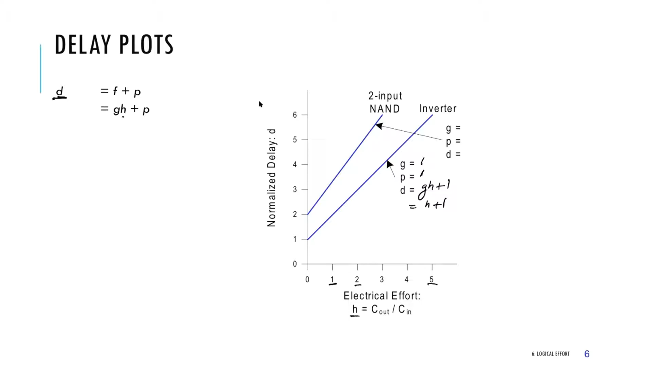So if you got an H of 1, how come I got... wait a minute. No, okay, sorry guys, I got it. I confused myself. So H is equal to 1, you end up with a delay of 2. If you're driving 2 inverters like yourself, you end up with a delay of 3. Let's say you're a minimum size inverter driving 3 inverters like yourself. What you end up with is 4D. So this is the normalized delay.